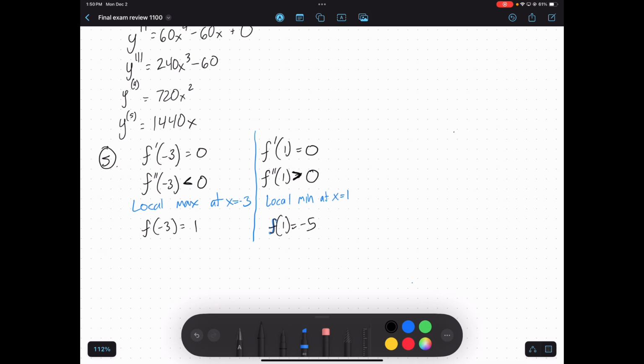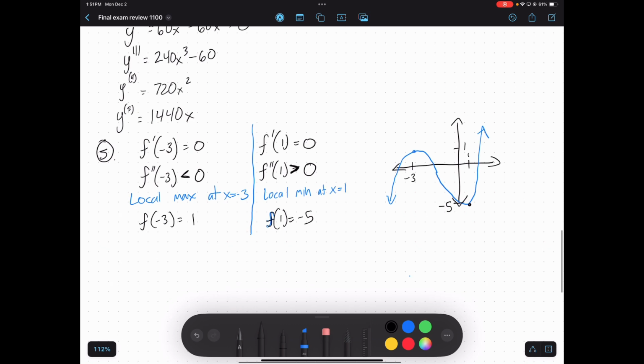So what we're looking for is a graph that has a local maximum at -3 and a local minimum at -1. Or sorry, at +1. I've got a local minimum at +1 and a local maximum at -3. So that's what we're looking for. Everybody okay with that?